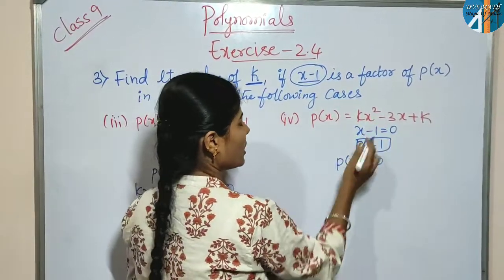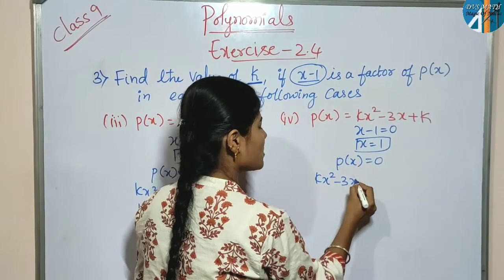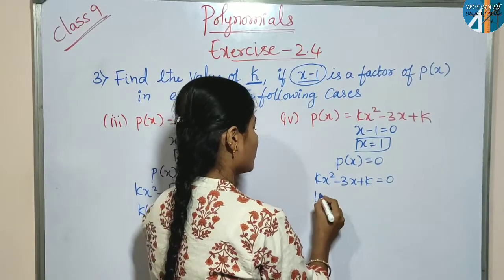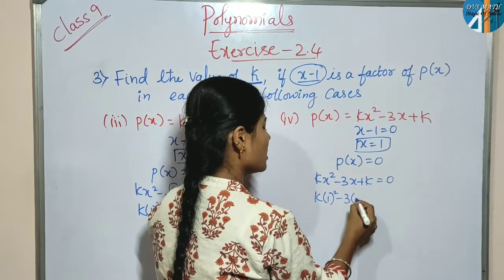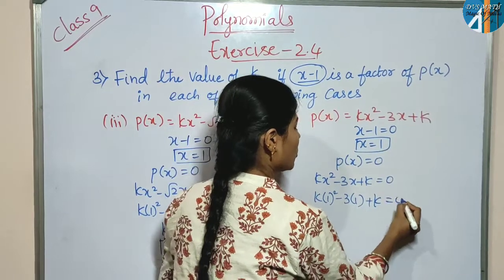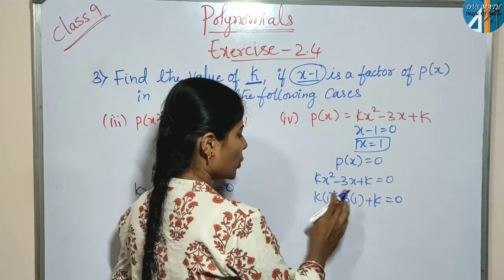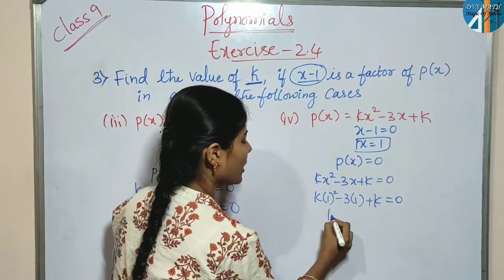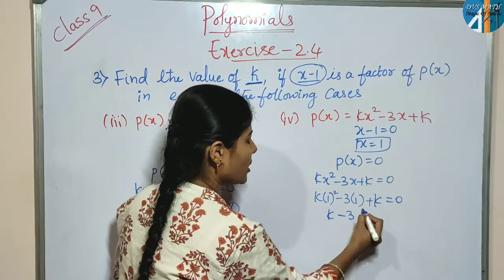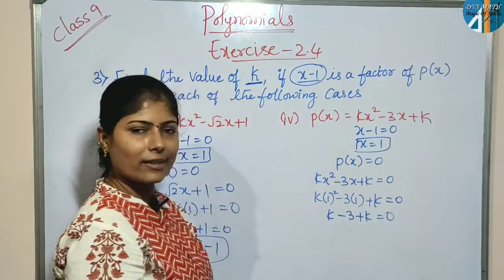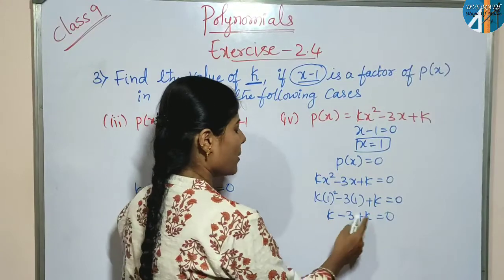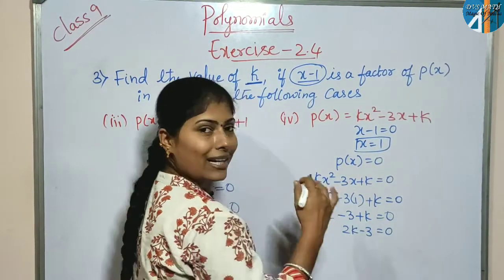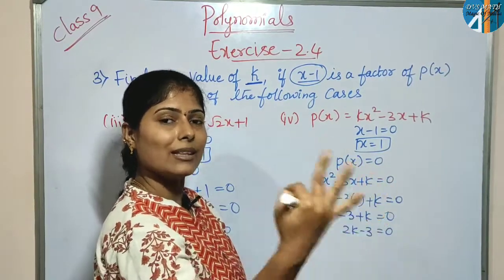So now, if it is a factor, p of x is equal to 0. So what is the p of x here given? The same thing, kx square minus 3x plus k is equal to 0. Now substitute 1 in the place of x, k into 1 square minus 3 into 1 plus k is equal to 0. Now let me check here. You can observe here, 1 square is 1, right? 1 into k, minus 3 into 1, 3 plus k is equal to 0. How many k's here we are having? 2 k's. So k plus k, 2k minus 3 is equal to 0.